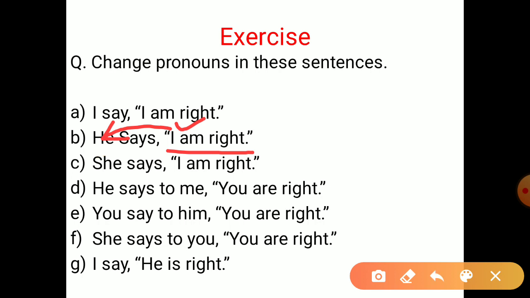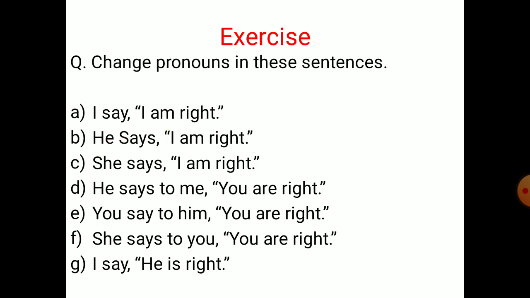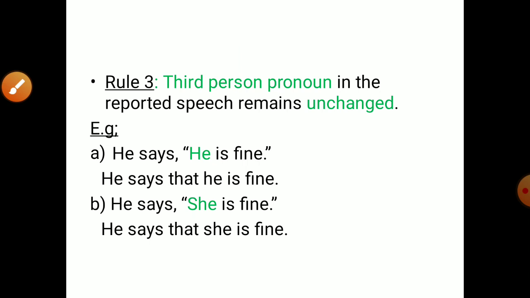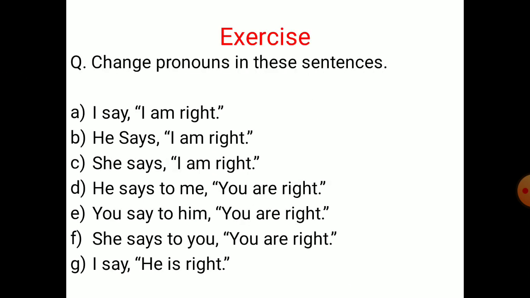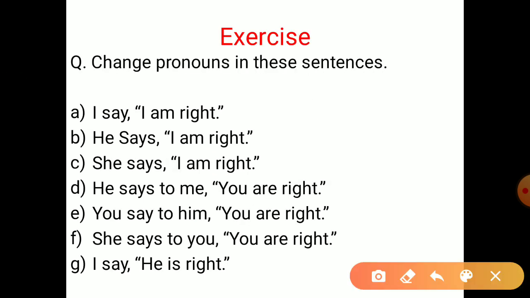Then there is the C part. She says I am right. I am right, so first person pronoun is used. I will change according to the subject. The subject is she. So I will change into she. So it will be like this: she says that she is right. I will change it to she. She says that she is right.